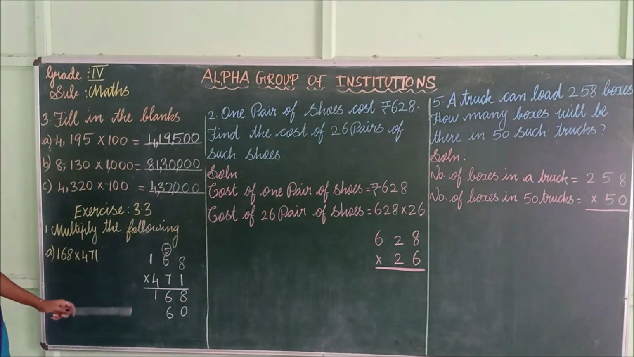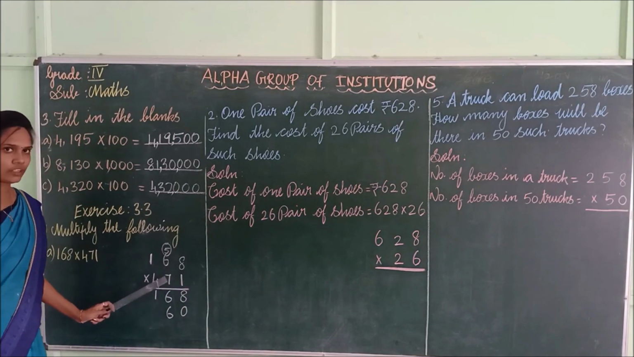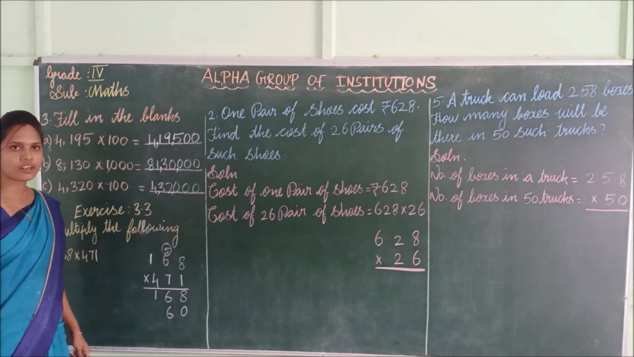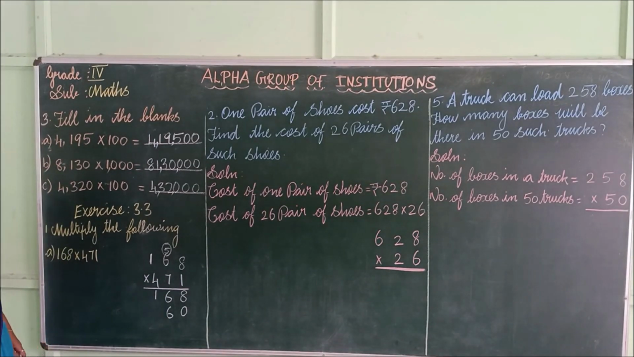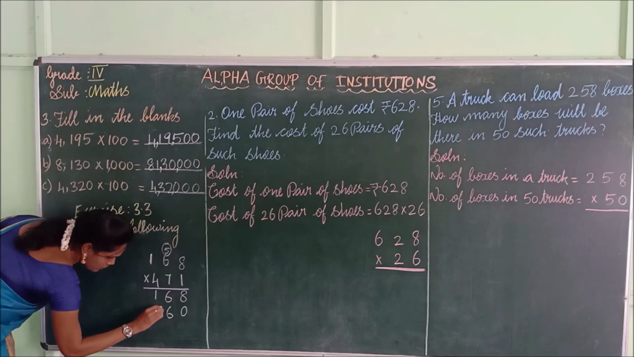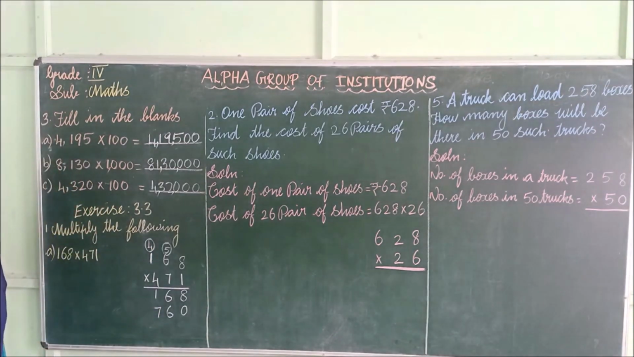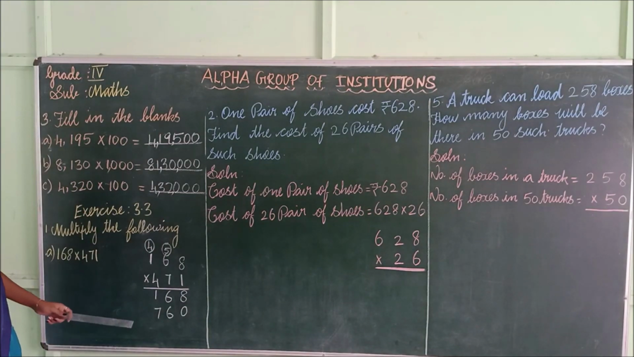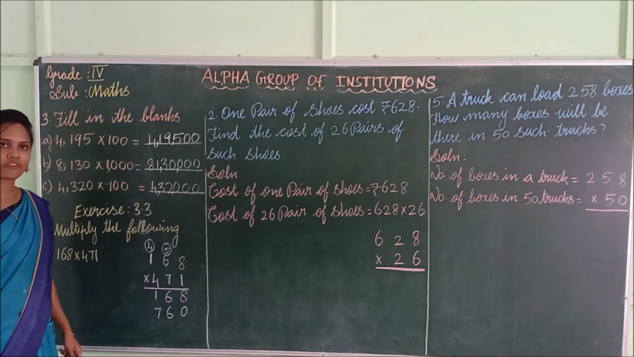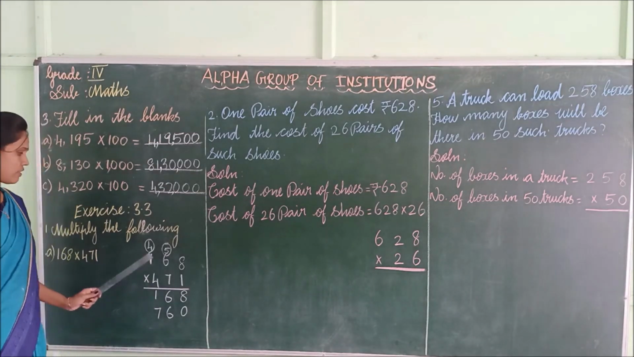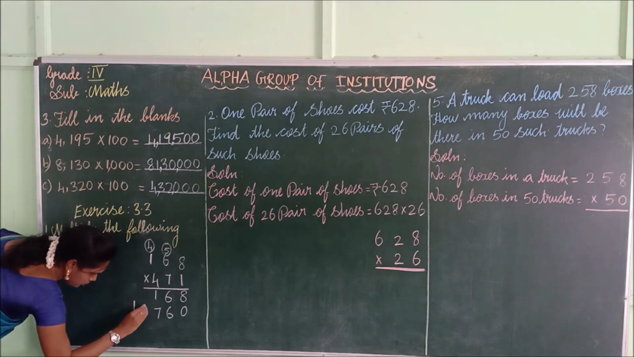Now we move on to tens place. See here, 6 into 7. 6 7s are 42. 42 plus 5 is 47. So 7 should put down and 4 should carry over to the next place value. Now we move on to hundreds place. 1 into 7, 1 7s are 7. 7 plus 4 is 11. So 11.